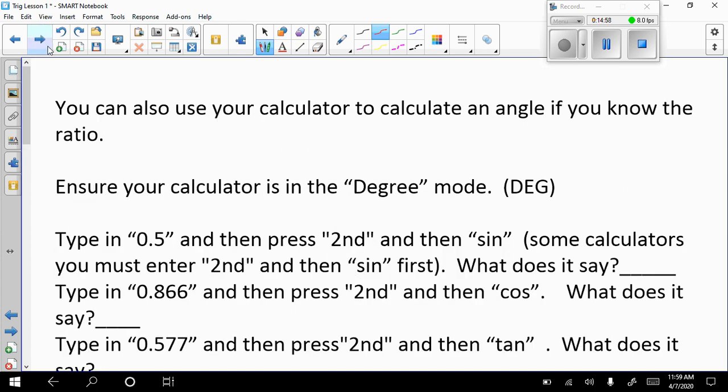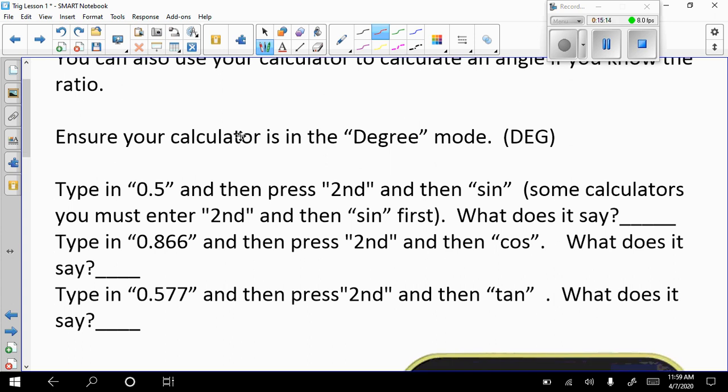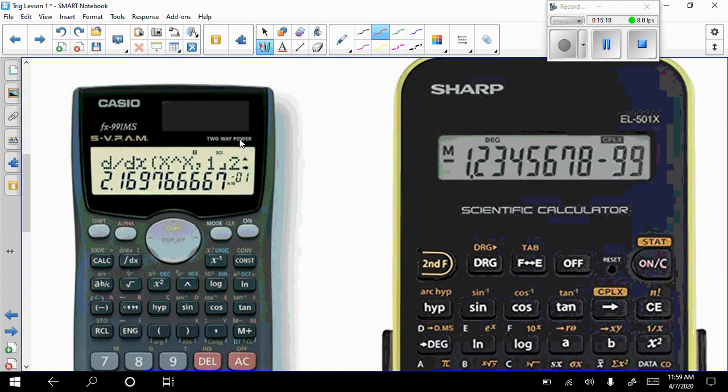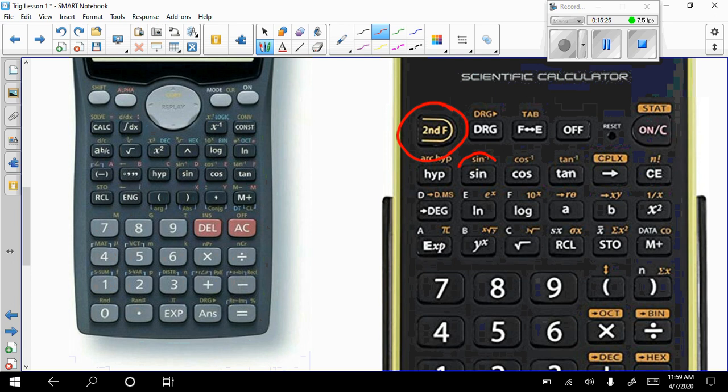Okay, now the next slide. You can actually use your calculator to go backwards as well, to calculate an angle if you know the ratio. So in this case, again, make sure your calculator is in the degree mode. Now in this case, you're going to do what's called the second function or the inverse. Now I'll show it to you on a couple calculators. So again, in this case, you'd be hitting the second function and then hitting sine.